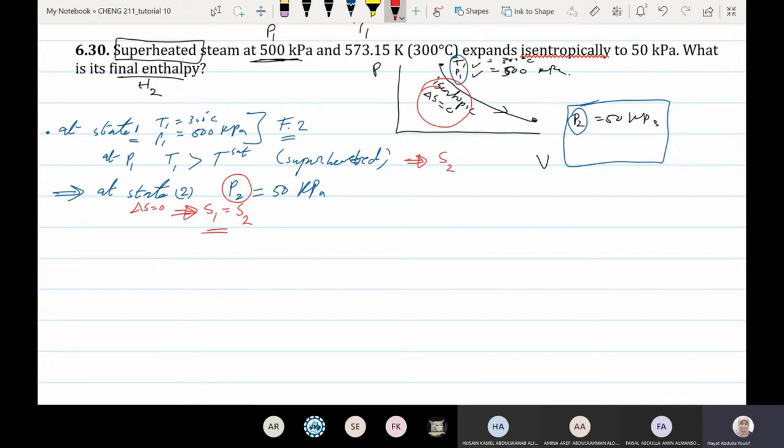S1. How will you get S1? Okay, you will go to table F2 at T1 and P1. At the intersection between the two, you have to read S1.